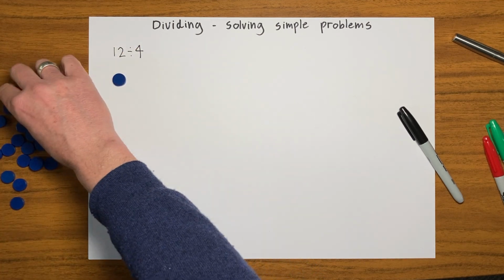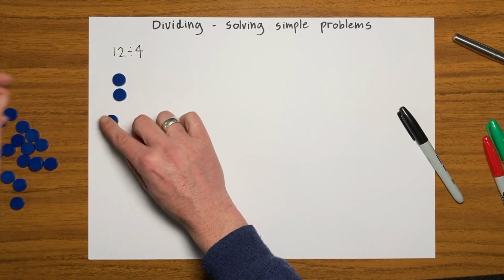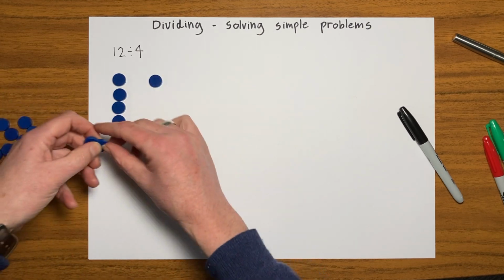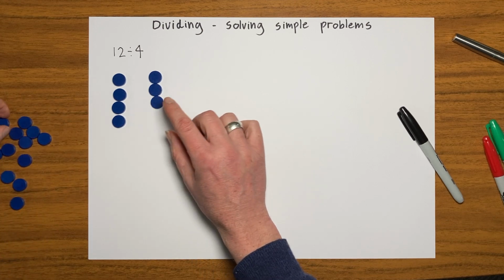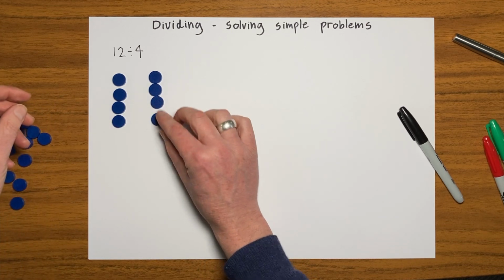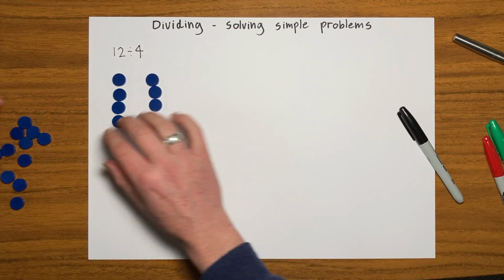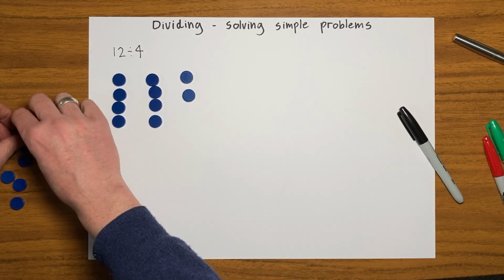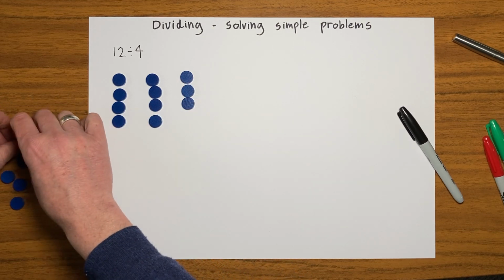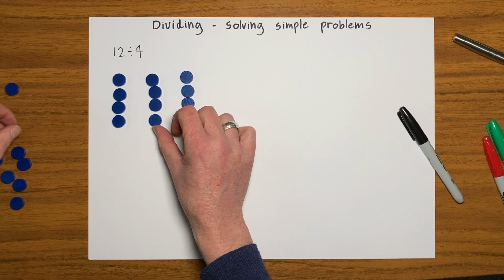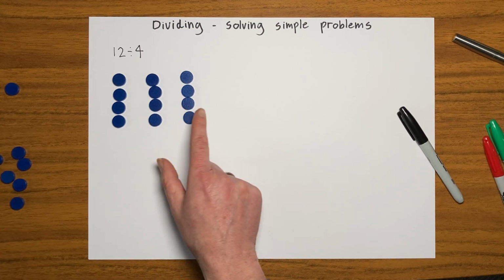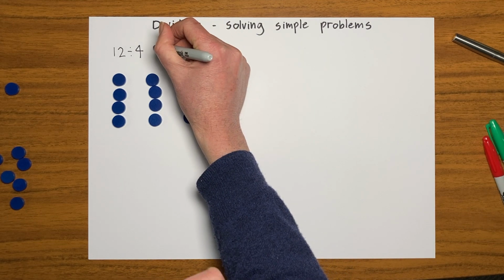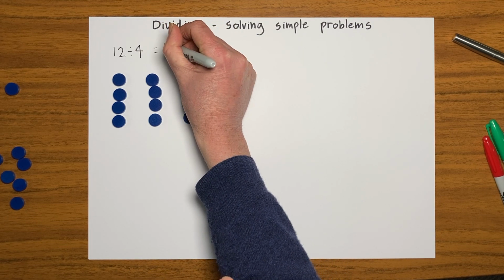Let's start off with, I'm going to get 1 group of 4, like this. Well, that's not 12, is it? And then get another group of 4. Here we go. Well, that's 4 and 4 is 8. So can I get another group in? And of course I can. So I've got 1, 2, 3 groups of 4 to give me my answer. So 12 divided by 4 equals 3.